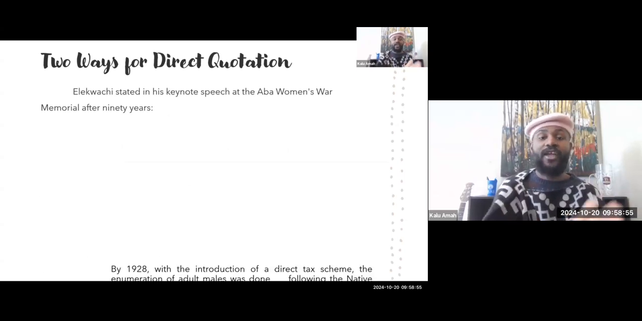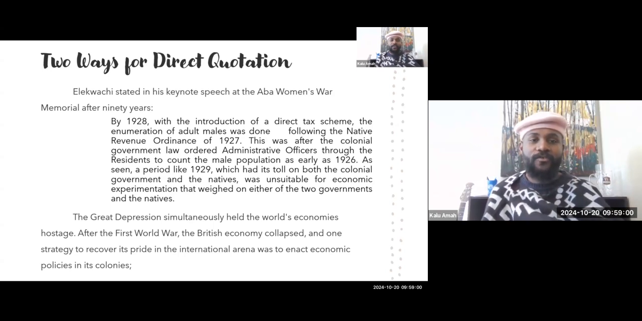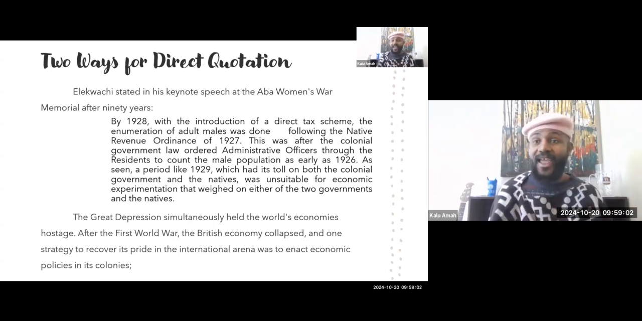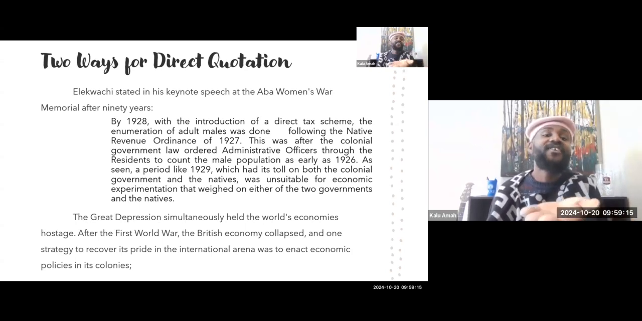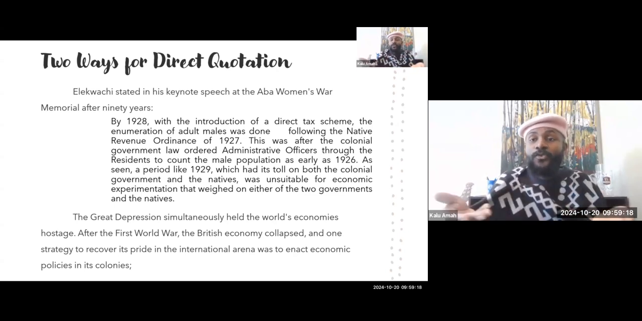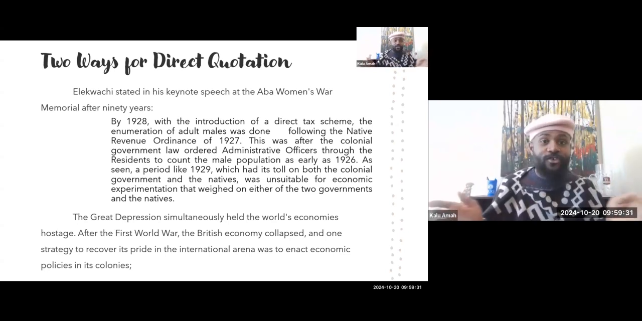For example, look at this work. How many lines is it? 1, 2, 3, 4, 5, 6, 7, 8, 9. Nine lines. There's no need for me to have this inside a paragraph. So I said, Elekwachi stated in his keynote speech at the Aba Women's War Memorial, and I had to indent this because I can't have it run through a paragraph. It's a lot. Many people use it because they want to write 20 pages worth of an article, and everything is just direct quotation.